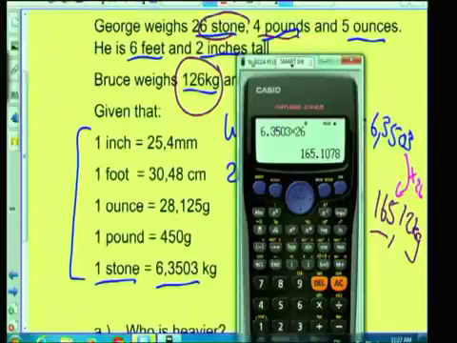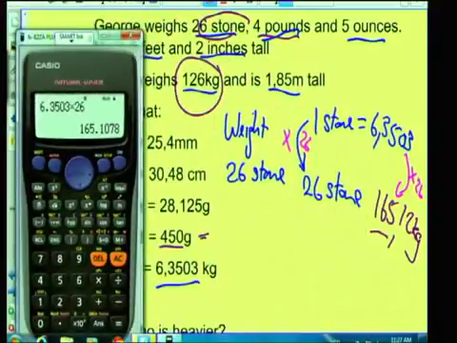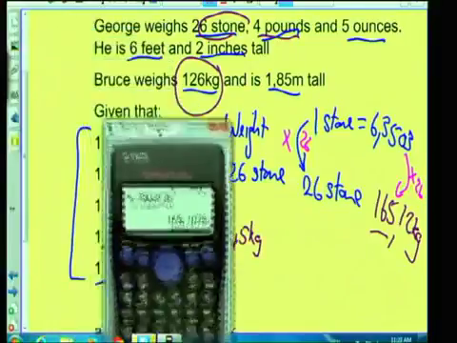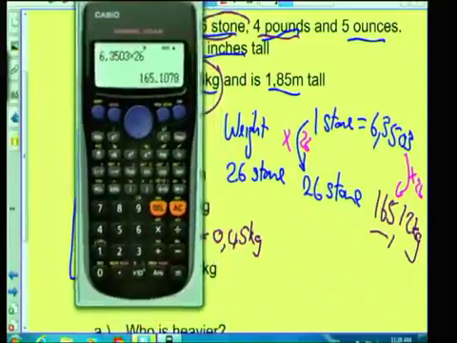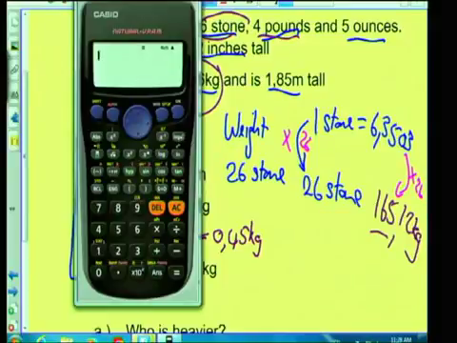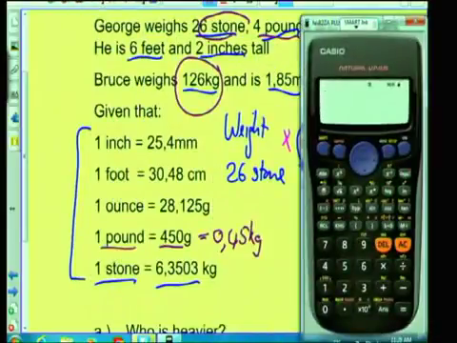The next part, though, is the 4 pounds. So what does it tell me? 1 pound is 450 grams. I'm going to change that and make that 0,45 kilograms. So I'm going to say 1 pound is 0,45 kilograms. I want to change this pounds into kilograms.